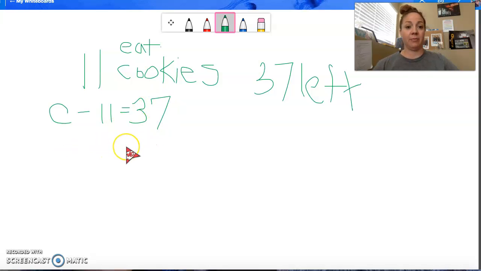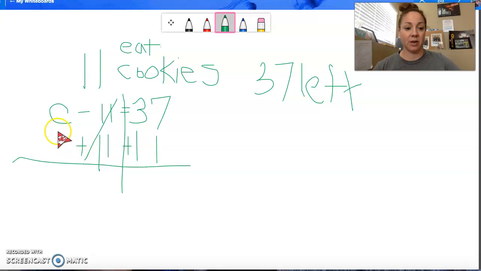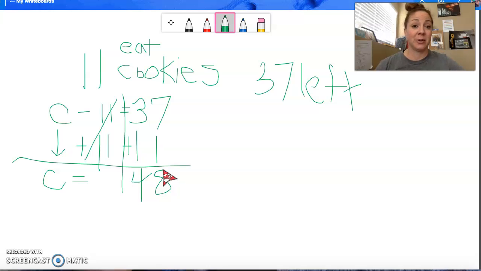All right, so this time we are going to be using the addition property of equality, which means we are going to add the same value to both sides of the equal sign so that we can get our variable all by itself. So we're going to start by adding 11 on both sides of the equal sign. 11 minus 11, I just cross that right out because they cancel each other out. I bring down the C. C equals 37 plus 11 equals 48. So you made 48 cookies when you baked this giant batch of cookies. You ate 11 of them, you only have 37 left, so better take it easy.